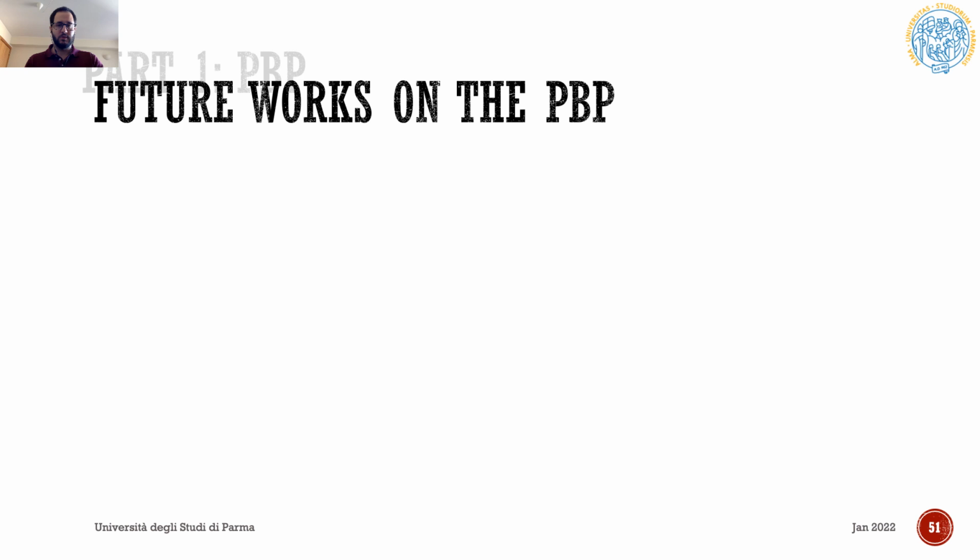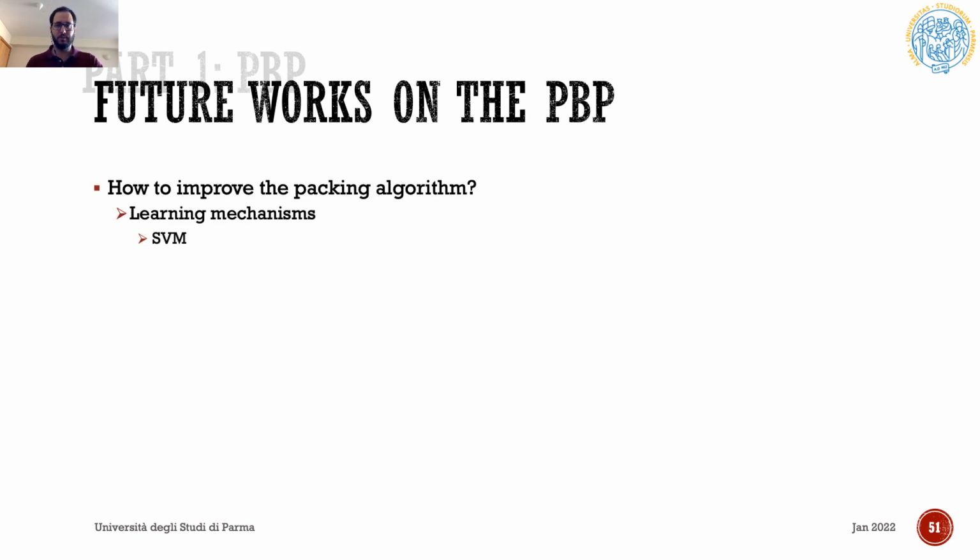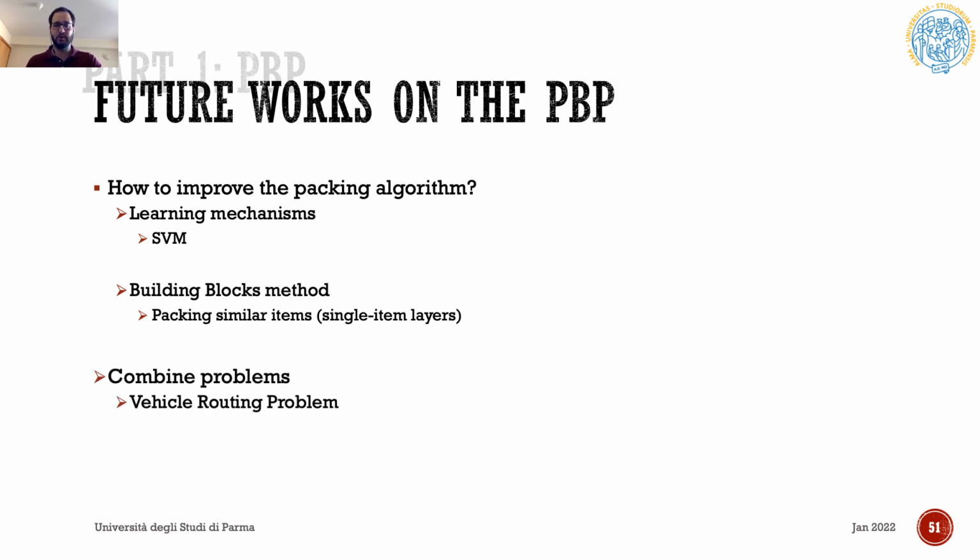When it comes to future works, we have the following. To improve performance, the proposals include learning mechanisms to select items, as for example, support vector machine. Building blocks is an efficient, exact method to pack similar items, so we may take advantage of it when creating single item layers. Finally, we propose to combine different problems, for example, packing and delivery, to try to improve the logistics of the whole process.